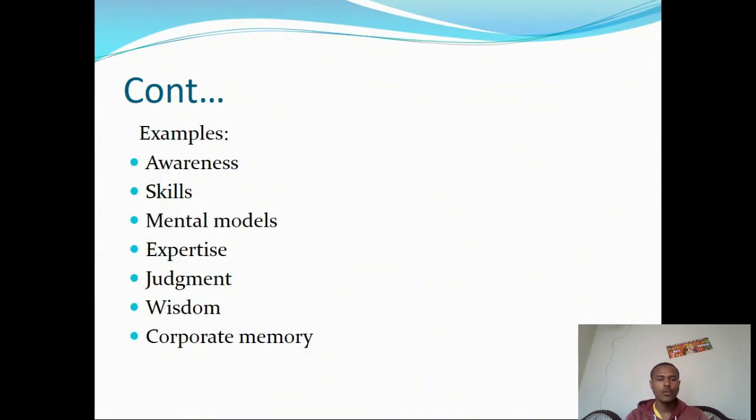Examples: awareness, skills, mental model, expertise, judgment, wisdom, corporate memory. These all are examples of tacit knowledge.